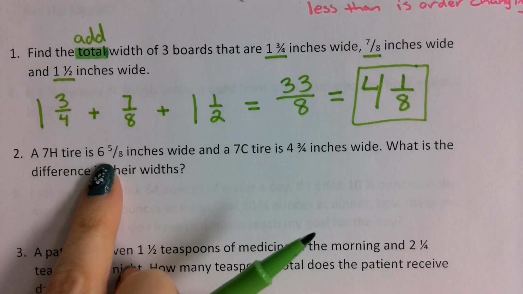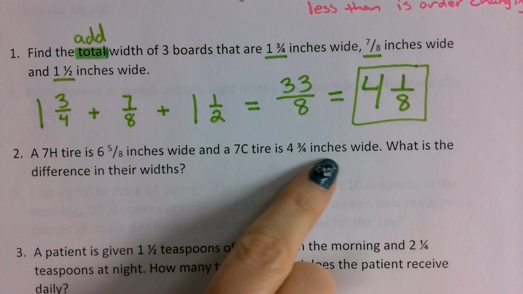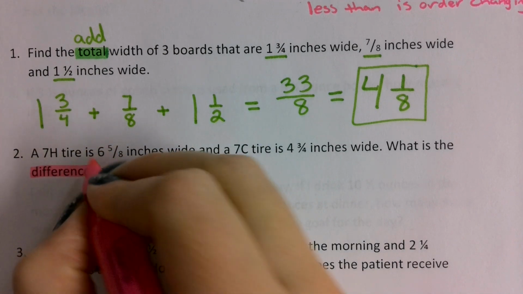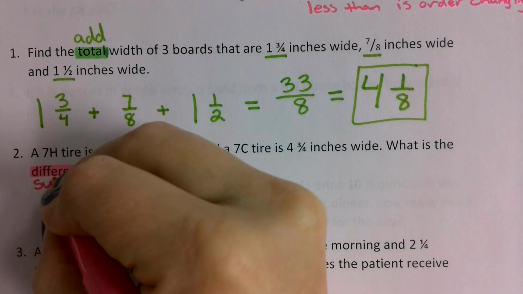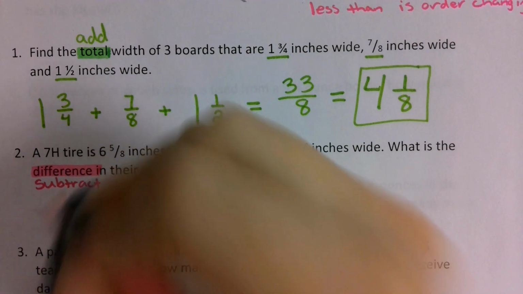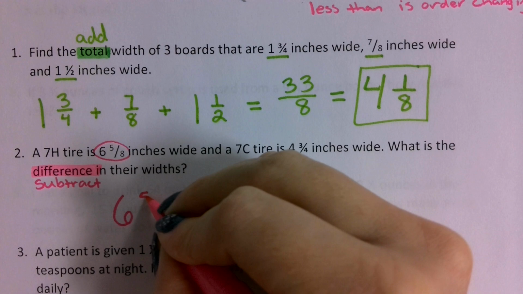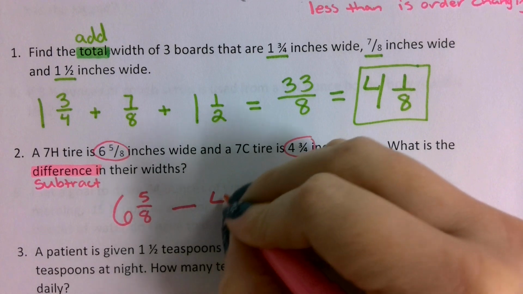A 7H tire is 6 5/8 inches wide. A 7C tire is 4 3/4 inches wide. What is the difference in their widths? What operation are we doing here? Anasia. And how do we know what term? Difference. Very good. So difference means that we are going to go ahead and subtract. This is a subtraction problem. So we are going to take 6 5/8 and we are going to subtract 4 3/4.